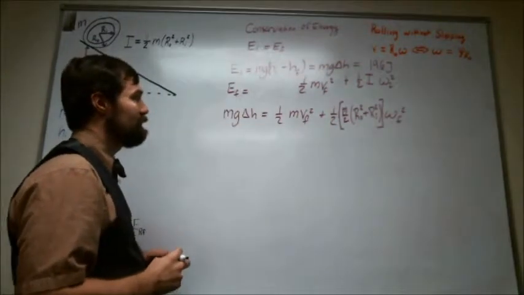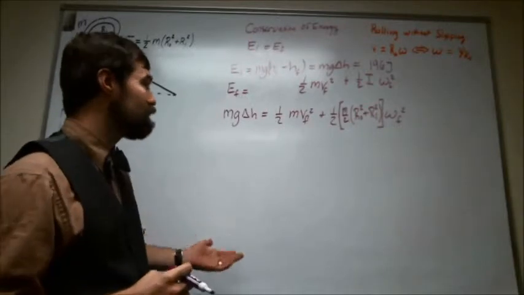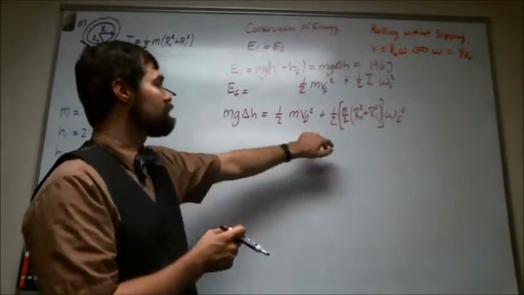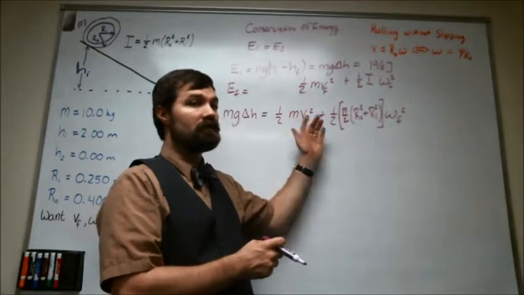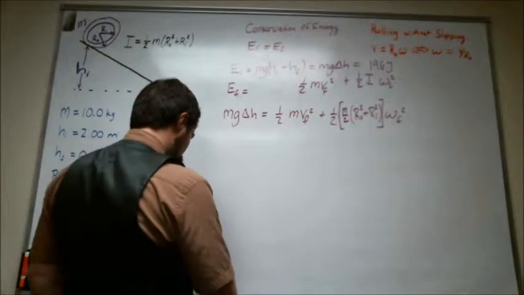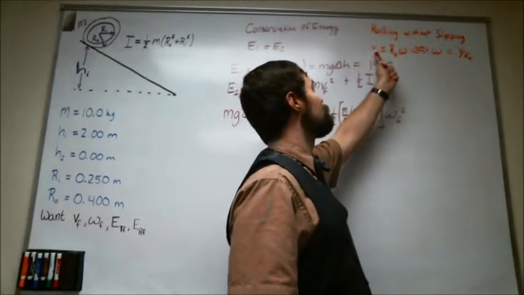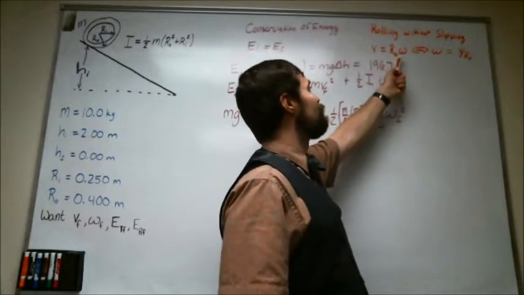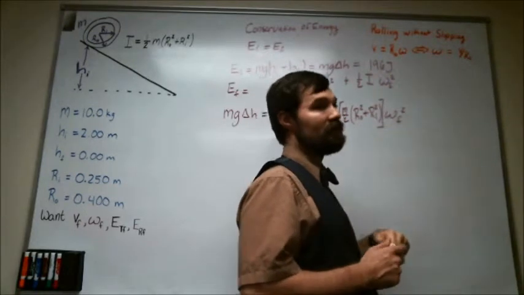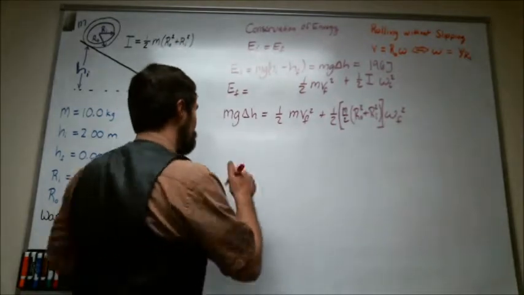Okay, so that gets us conservation of energy, and we have one equation here that has 2 unknowns in it at this point. The speed, that is the translational speed, and the rotational speed at the bottom. So at this point, we need to use our rolling without slipping equation, and we need to make a substitution of R naught, the outer radius, times the angular speed in exchange for the translational speed.